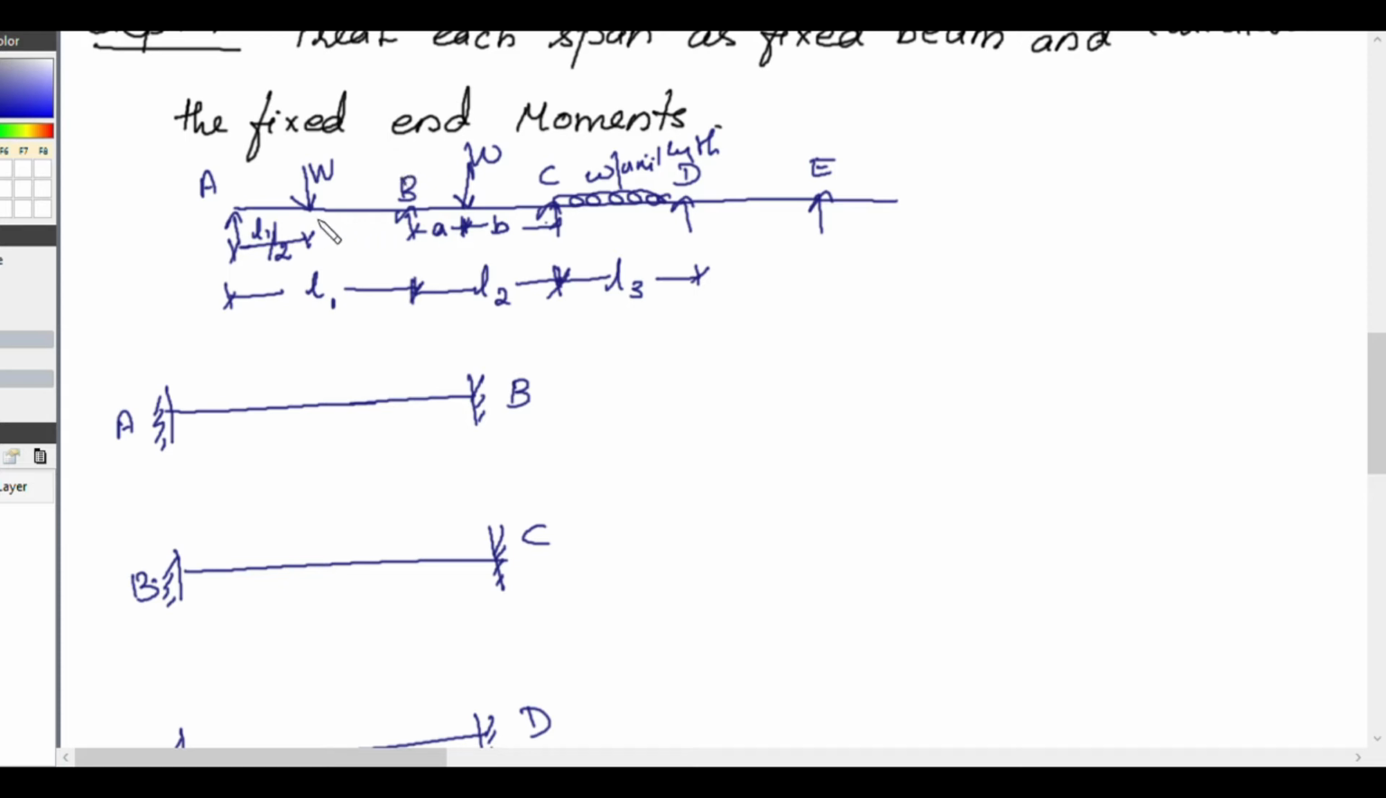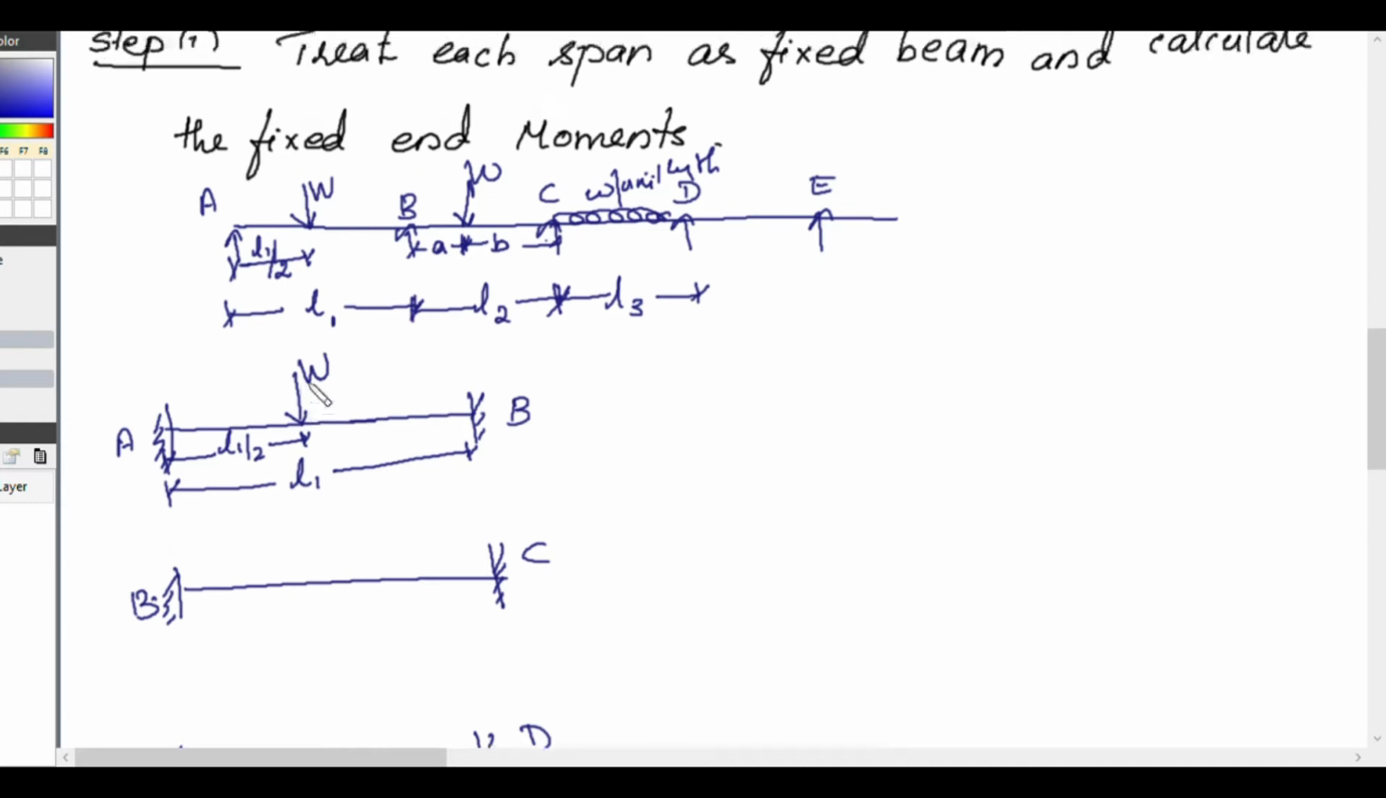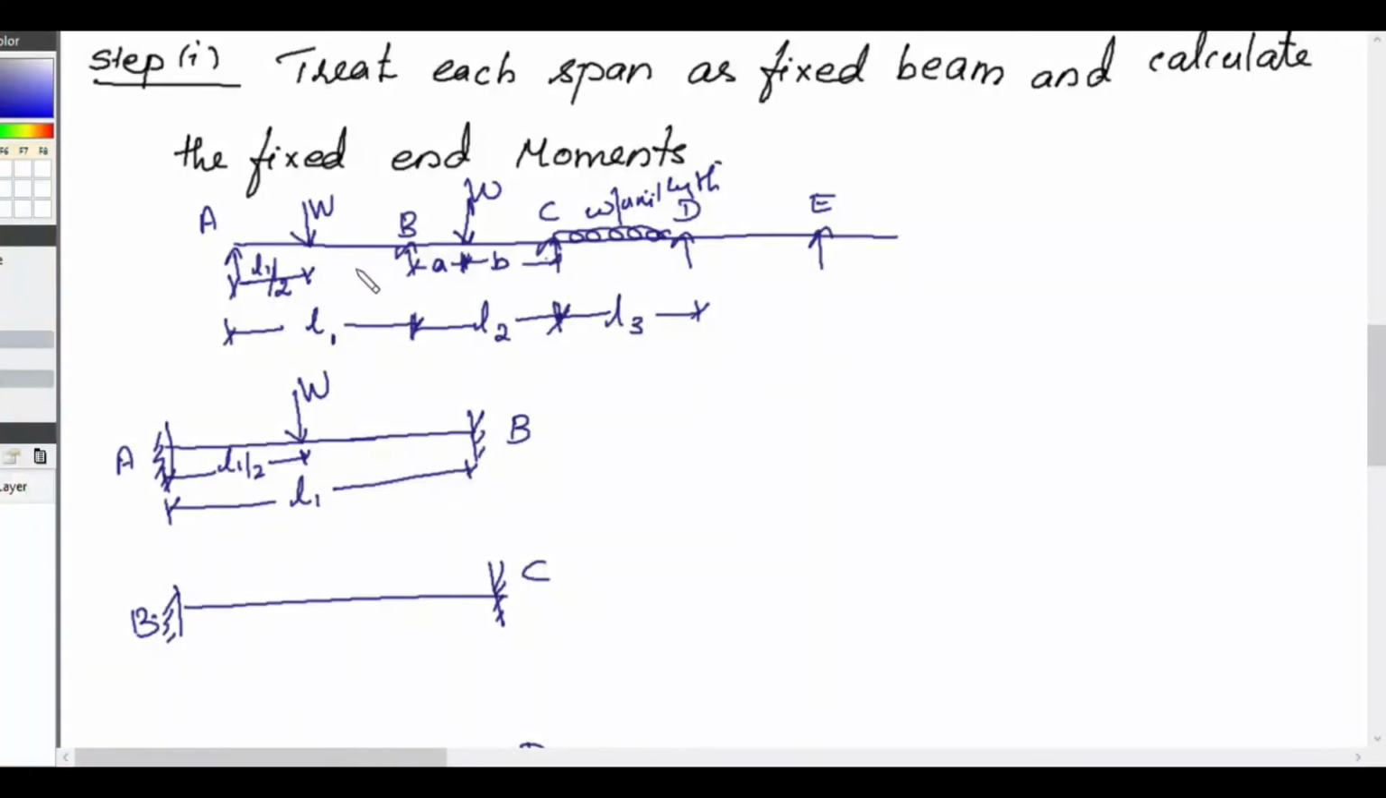Okay, so first condition you see, it is a unit load of W, the span length of AB is L, and this distance is L1 by 2. That means this concentrated load W is acting at the mid span. So if this is the case, in step 1 we have assumed all these spans as fixed beams. Now we have to find the fixed end moments.